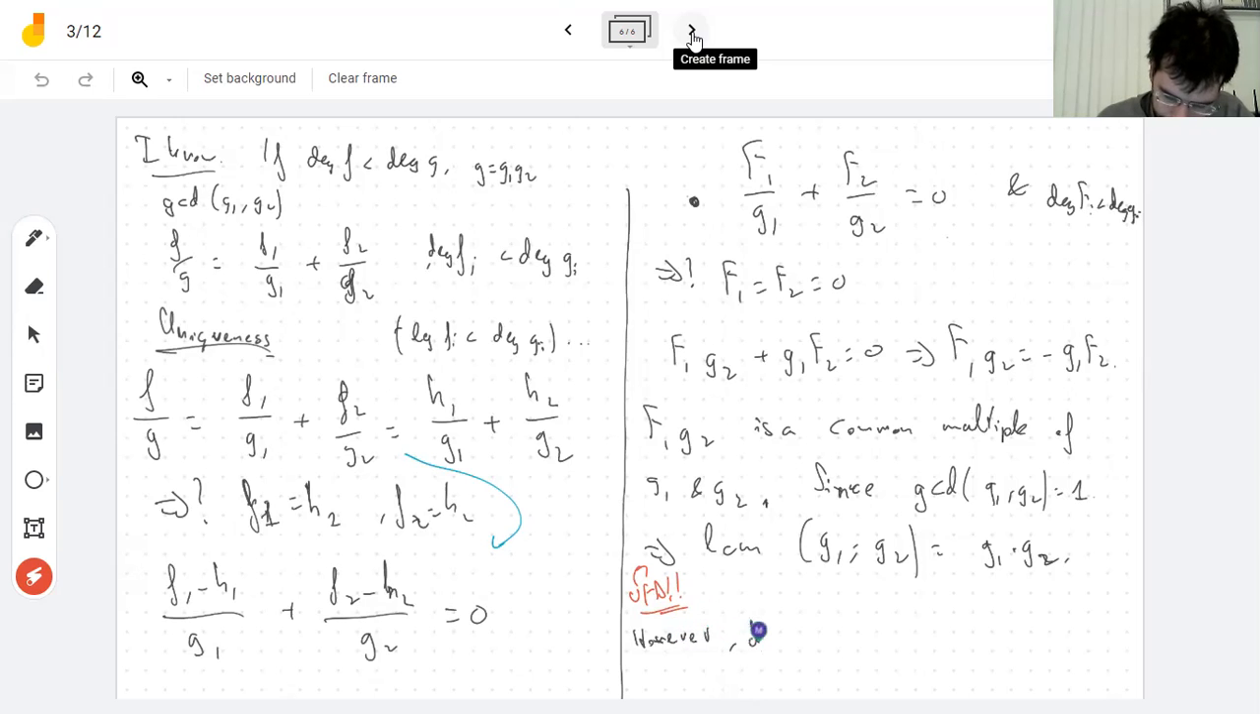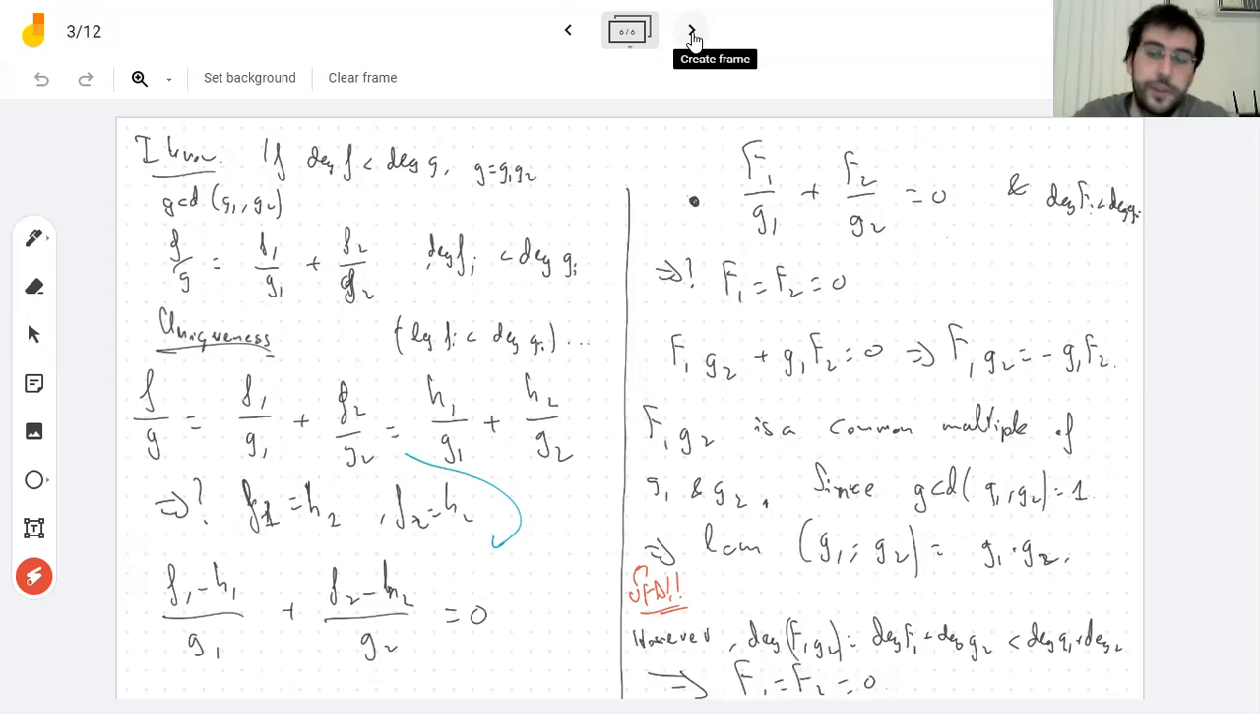What you have is that the degree of F1 G2 is the degree of F1 plus the degree of G2, which is smaller than the degree of G1 plus the degree of G2. And this is a contradiction. Unless they're zero. Like, it's an intrinsic contradiction. This all works out if F1 and F2 are zero. Because there is a common multiple of G1 and G2 that has smaller degree than the least common multiple, and it's zero. Just like there is a multiple of 5 and 7 that is smaller than 35 in absolute value, and that's zero.